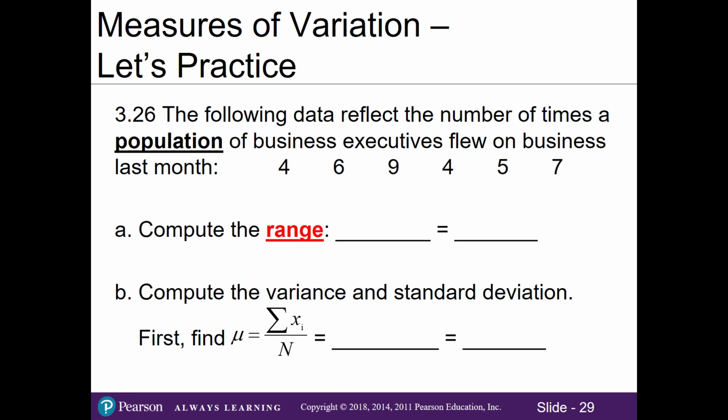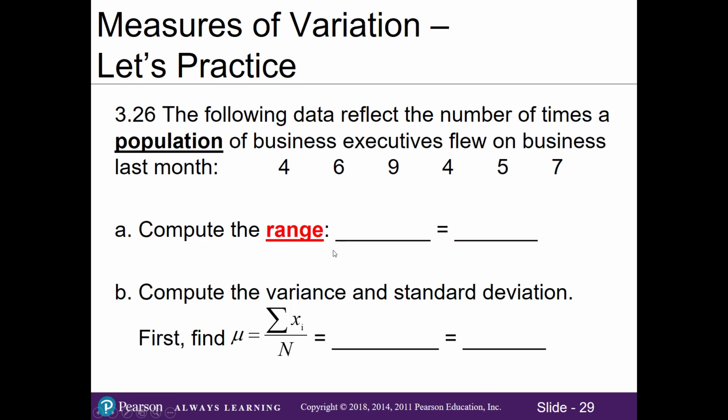So let's go ahead and work on problem 26. The following data here reflects the number of times a population of business executives flew on business last month. So imagine this is a small company and it only has 6 executives. So that's why it would be considered a population, because that's all the executives we have in our entire company.